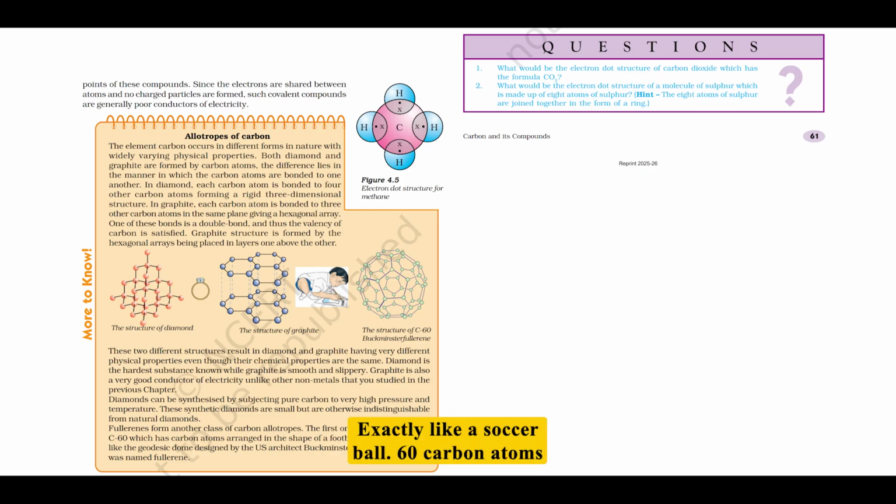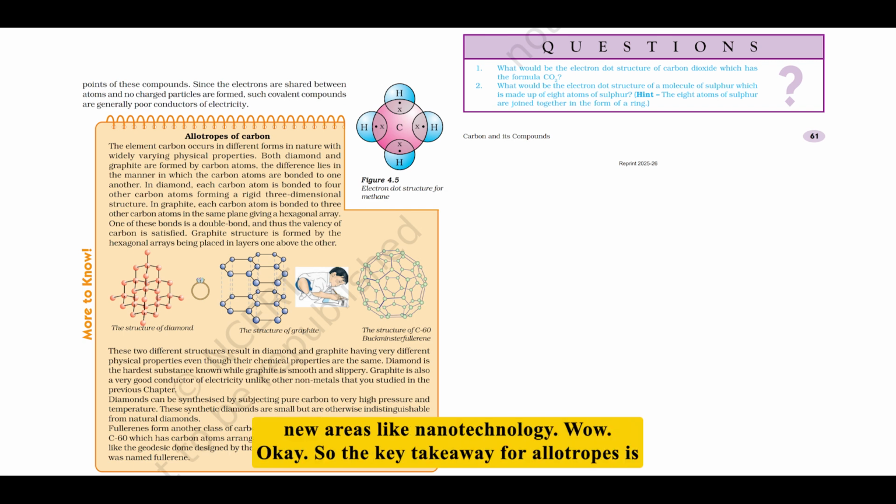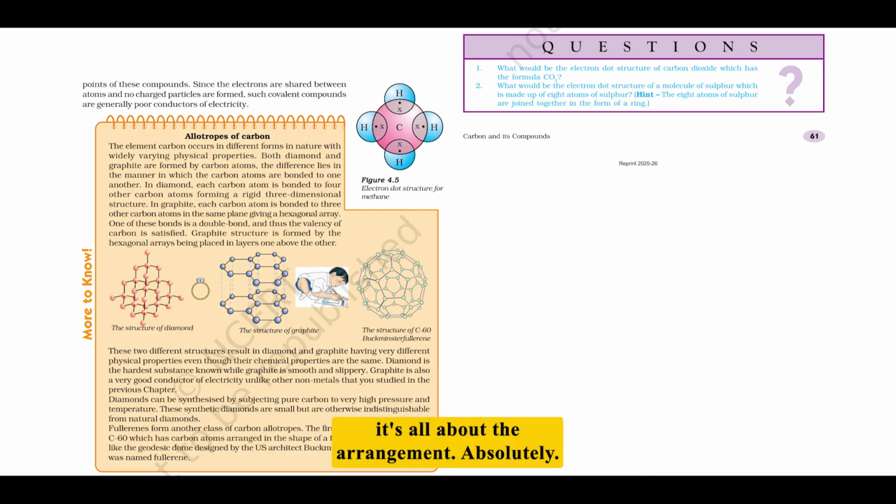Yeah. 60 carbon atoms arranged in a spherical structure made of hexagons and pentagons, named after Buckminster Fuller, the architect known for geodesic domes, which look similar. Fullerenes opened up whole new areas like nanotechnology. Wow, okay. So the key takeaway for allotropes is it's all about the arrangement. Absolutely. It's how the carbon atoms are bonded together, the structure that dictates the physical properties. Yeah. Diamond's 3D network versus graphite's layers versus fullerene spheres. Same element, different structures, vastly different properties.